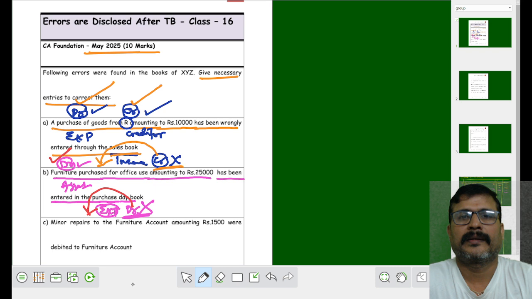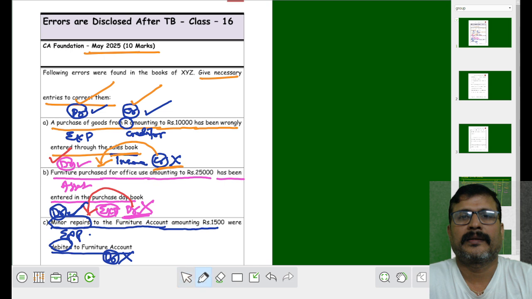See what happened. Minor repairs to furniture. Which repair is this? Minor repairs. Minor repairs means expenses, and expenses are to be debited. What kind of debit is it called? Correct debit. An amount of rupees 1,500 was debited to furniture account. It is debited to furniture account as a wrong debit.